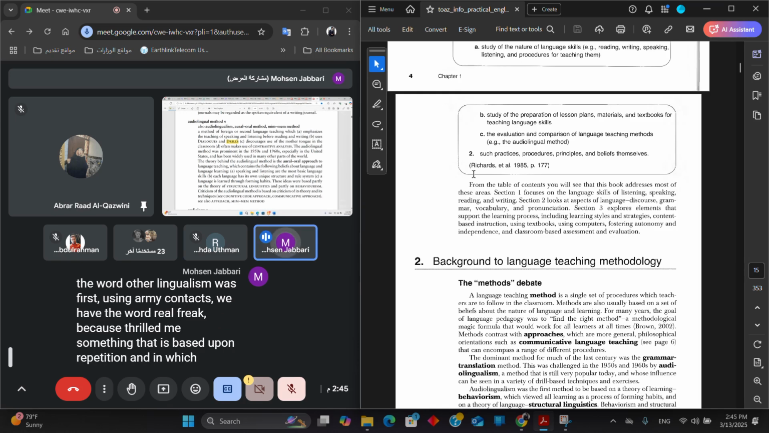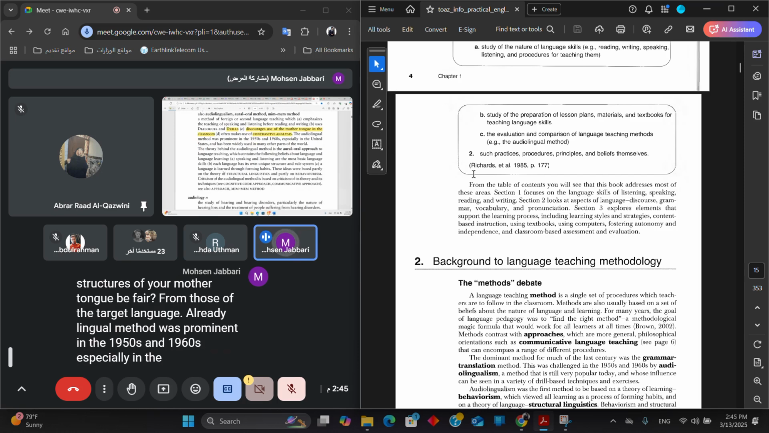In an audiolingual class, if you use your mother tongue, whether it is Arabic, Persian, whatever it is, you will be severely punished by the teacher, and it often makes use of contrastive analysis, like how the structures of your mother tongue differ from those of the target language. Therefore, the audiolingual method was prominent in the 1950s and 1960s, especially in the United States, and has been widely used in many other parts of the world.